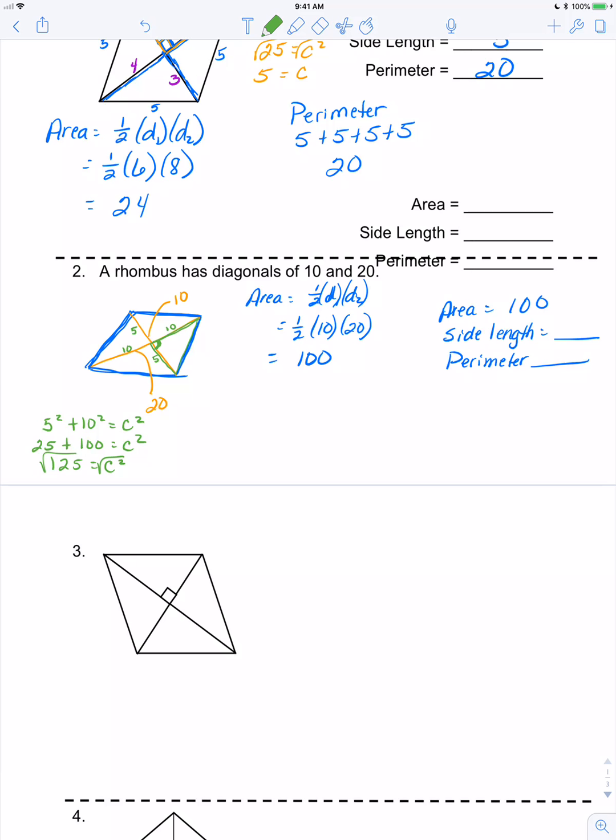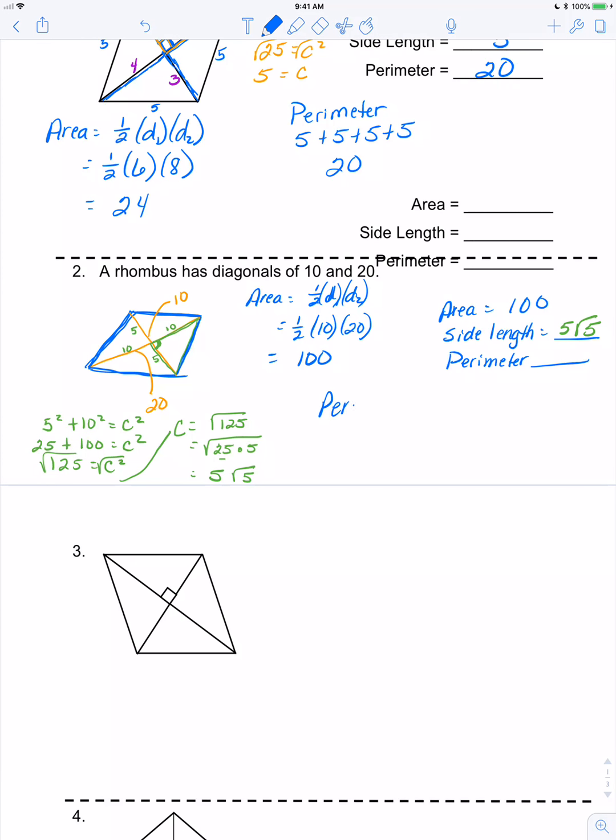And I think if you look in your calculator and do that, you're going to get a decimal, 11.18. But let's rationalize that so that we have an exact figure. So that tells us that c is the square root of 125. The square root of 125 is the square root of 25 times 5. The square root of 25 is 5, and we're still left with the square root of 5. So the side length is 5 square roots of 5.